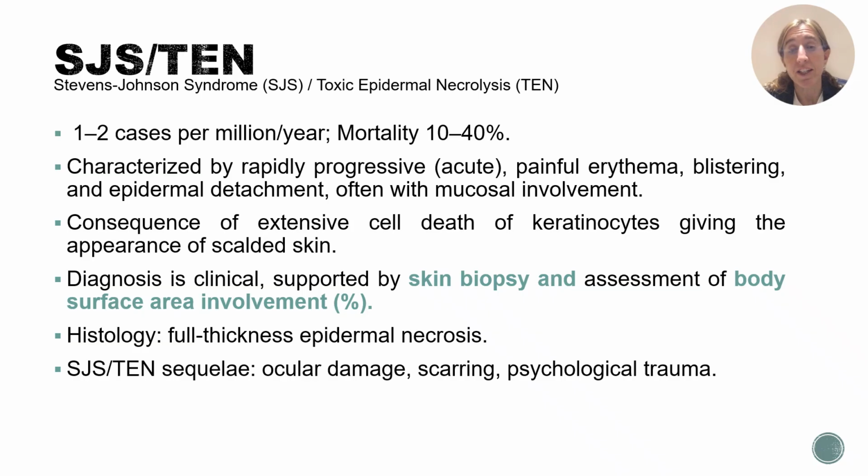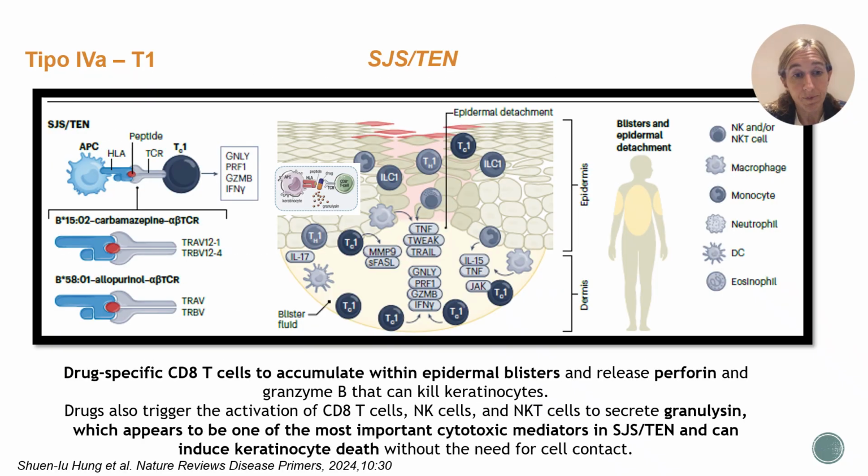skin. The diagnosis is clinical, and it's supported by skin biopsies and assessment of the surface area involved. The histology is a full thickness epidermal necrosis, and the most frequent sequelae are ocular damage, scarring, and psychological trauma. For the difference between Stevens-Johnson and TEN, it's the percentage of the area that is affected.